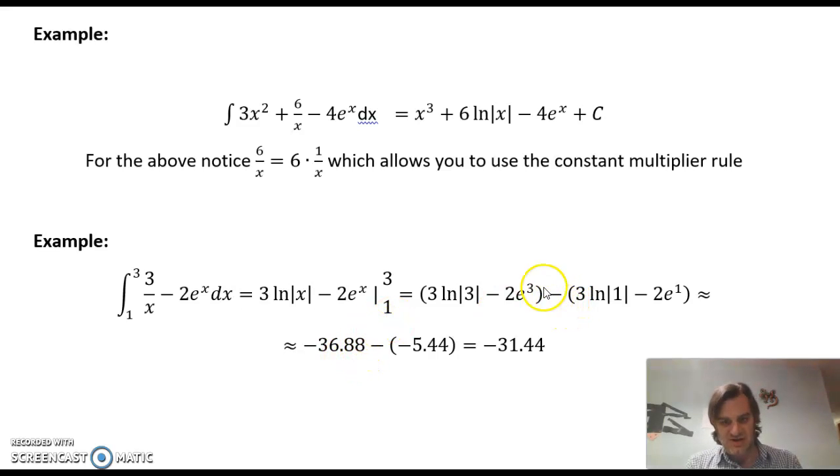And then I'm going to subtract off what happens when I plug in the 1. When I plug in the 1, I get negative 5.44. So a negative subtract a negative means that last part is going to be added, but it's still negative because the bigger number is negative. So I get negative 31.44.